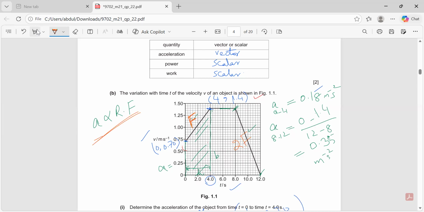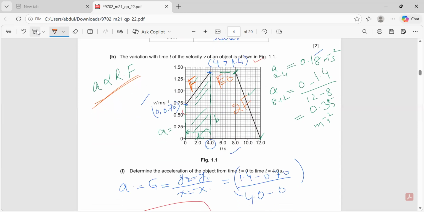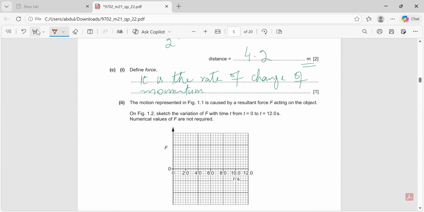If the acceleration from 8 to 12 seconds is doubled, it means the net force, the resultant force, will also be doubled. And in this portion, force is equal to what? Force is equal to 0, because the acceleration is 0. So what to do? Let's draw it here.